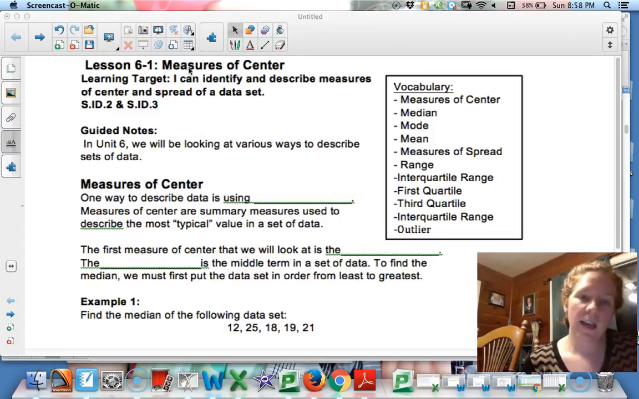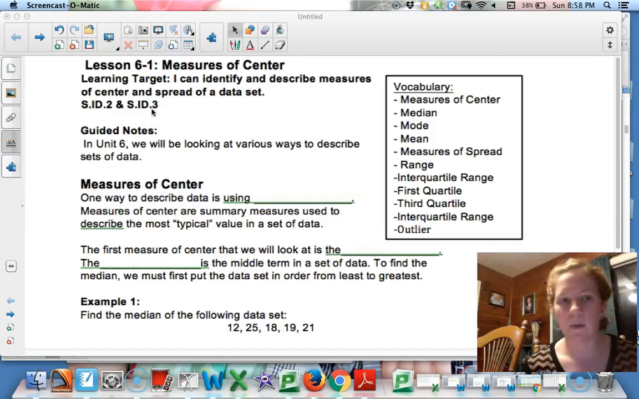So our learning target is that we can identify and describe measures of center and spread of a data set. When I say measures of variability, I mean measures of spread. It's the same thing. You've got quite a long list of vocabulary here. I'm not going to go through it all because I'm going to talk about it throughout the lesson, but if you need to refer back to your glossary, that is at the beginning of your packet, as you know.